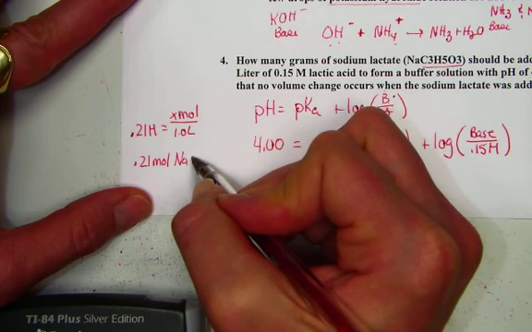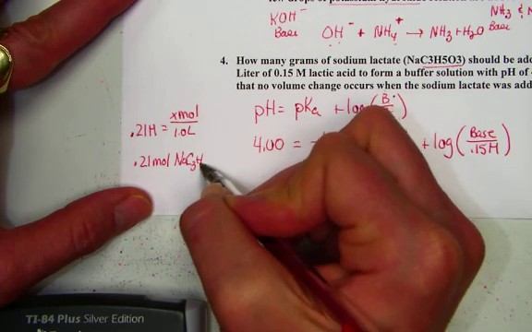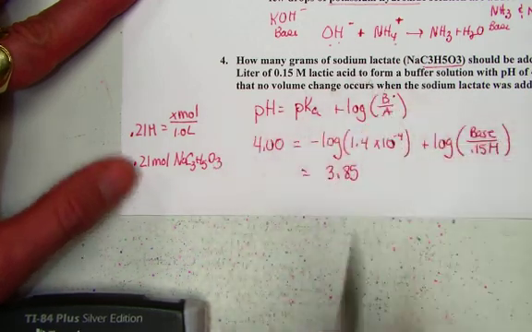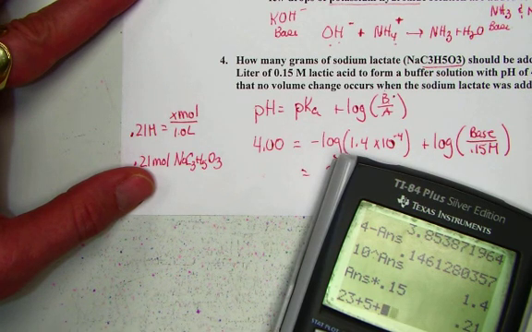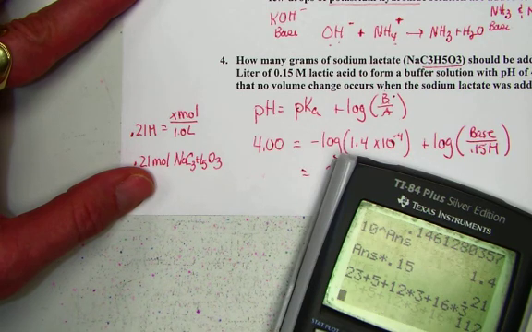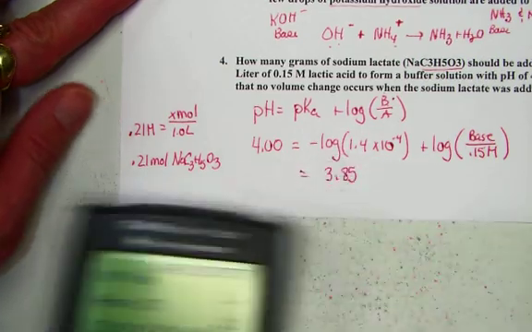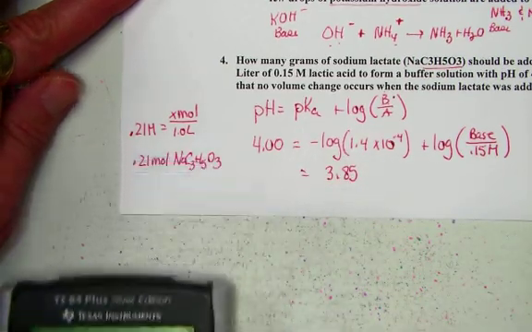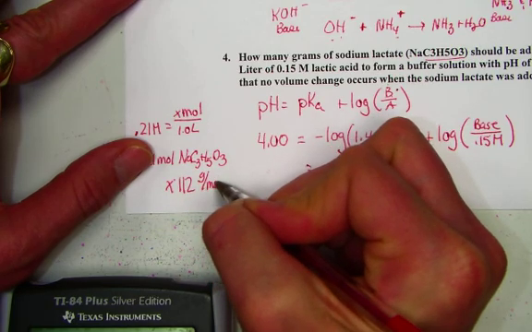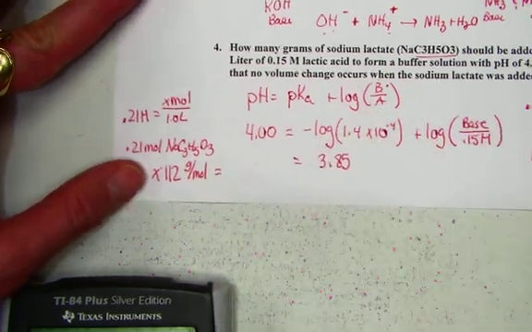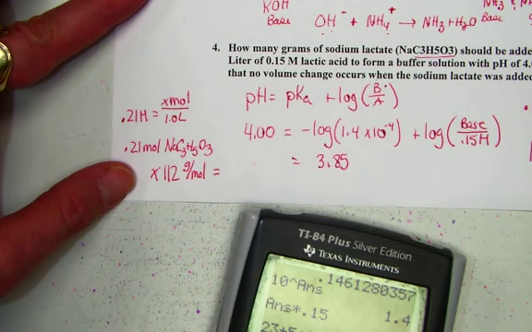formula is provided as NaC3H5O3. We'll need a molar mass. Let me add that for us. Sodium is 23, plus 5 more on the hydrogen, 12 times 3 on the carbon, plus 16 times 3 on the oxygen. I found 112 as the molar mass. Mole times molar mass will solve for our grams of sodium lactate.